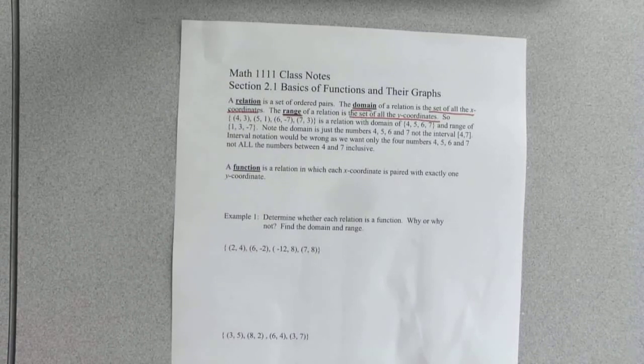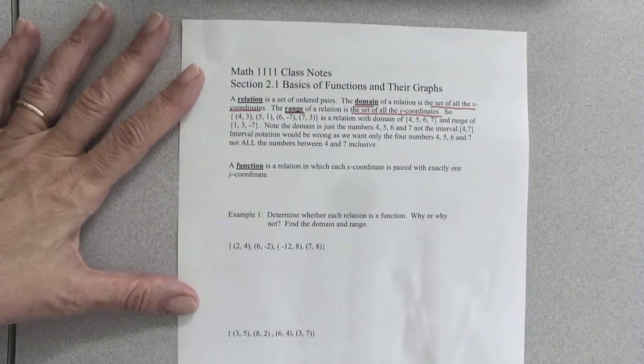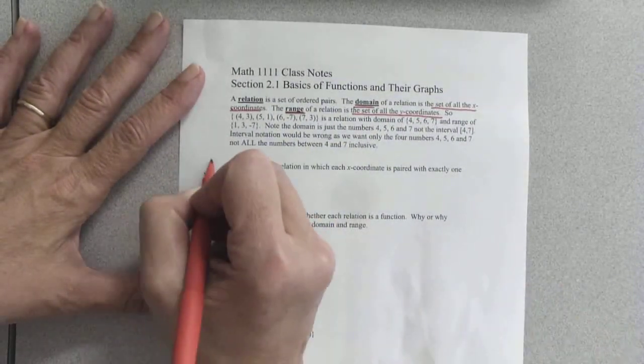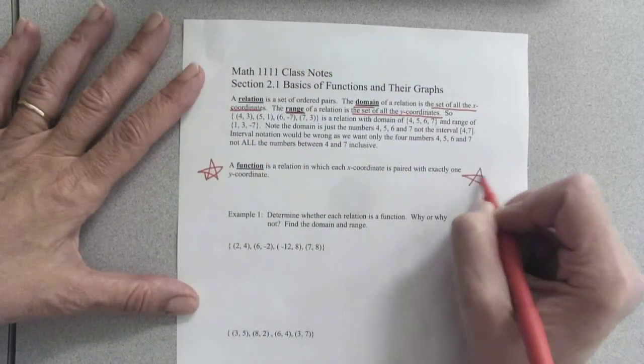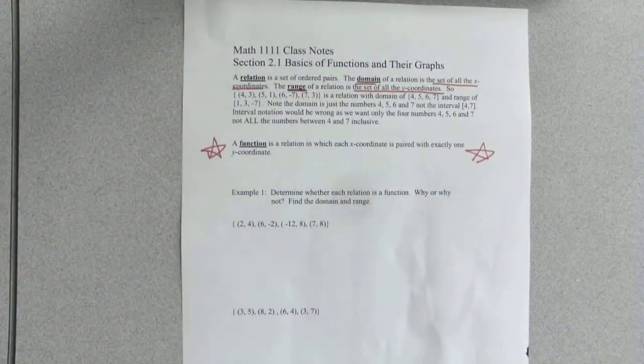Then our next thing, a function is a relation in which each x coordinate is paired with exactly one y coordinate. That each x is paired with exactly one y. So example 1, determine whether each relation is a function, yes or no, and find the domain and range.